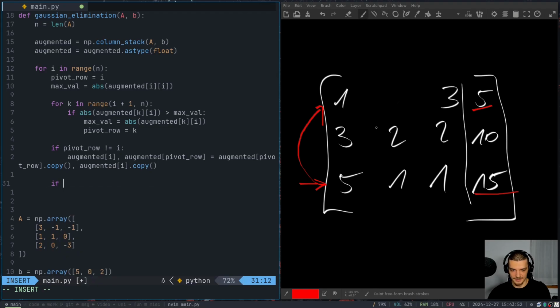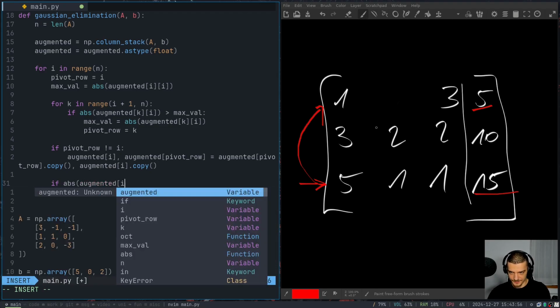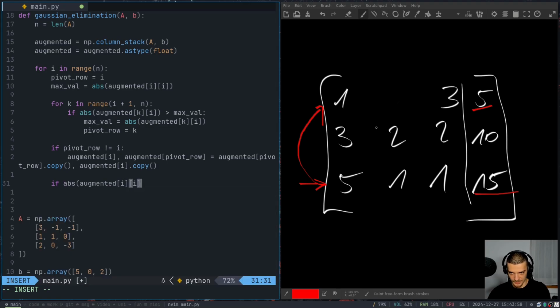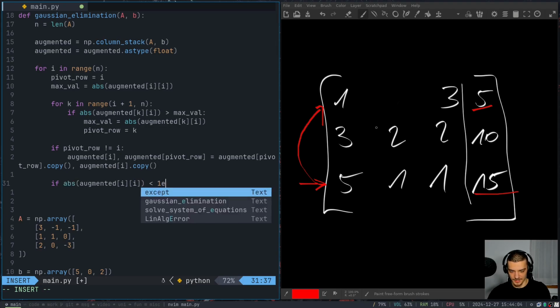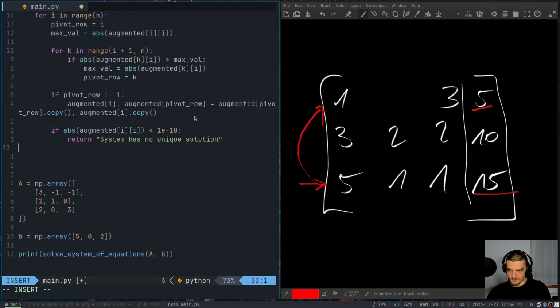So I'm going to say if the absolute value of augmented[i][i] after the swap, so of my pivot element, which is the optimal one, the largest one, is below a certain threshold, let's say 1e-10, which is very small, I'm going to return "system has no unique solution". All right, and otherwise I'm going to just continue.